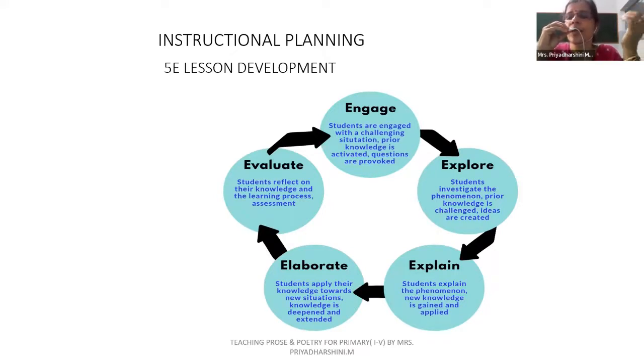Then explore. We are allowing the children to explore or to investigate the phenomenon. And again, here also their prior knowledge is tested and ideas are created. Then we explain the concept to the children, right? Students explain the phenomenon, new knowledge is gained and applied. Then elaborate. Students apply the knowledge towards new situations. Whatever they have learned, they will try to apply it there according to the situations. So our instructional plan should focus on all these 5 E's. Evaluate. Again, the students reflect on the knowledge, whatever they have learned.